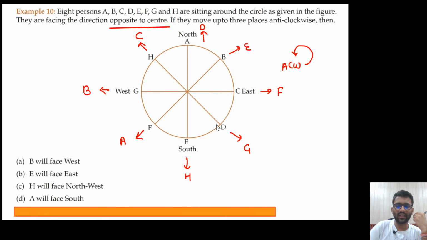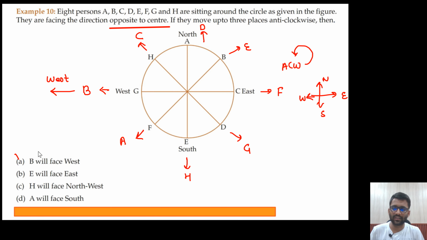Now which one is the correct option? B will face west. Yeah, this is correct. B is facing west because B is looking in this direction. This is your north. They have also given north. In the examination it may happen that they do not give north, south, east and west. So yeah, B is facing west. This is correct. E will face east. Where is E? This is E. E is facing northeast, not east.